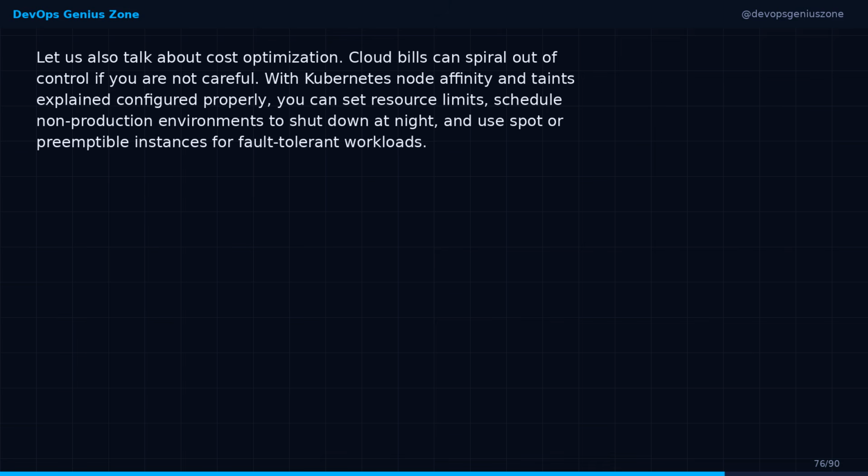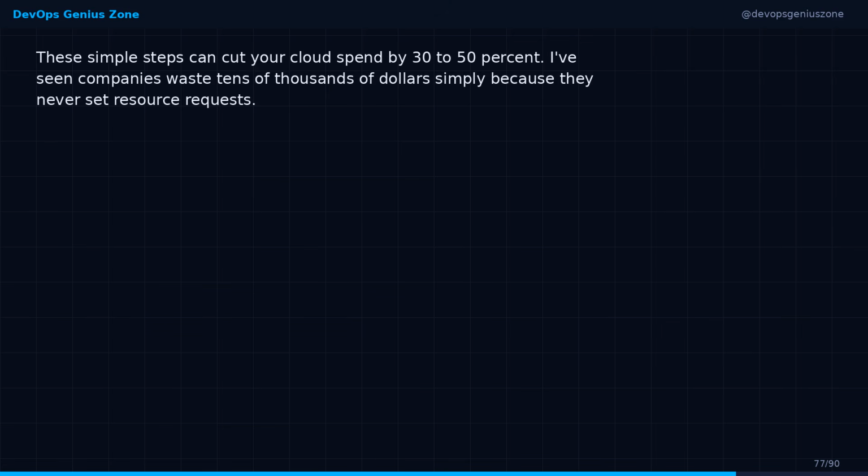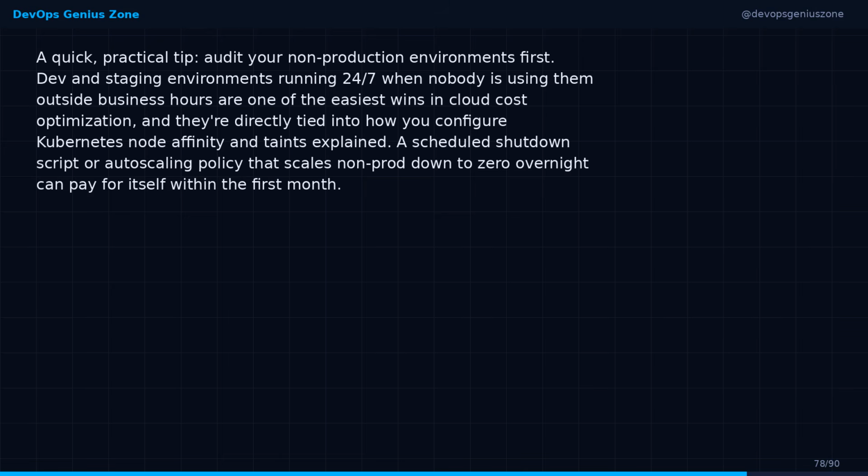Let us also talk about cost optimization. Cloud bills can spiral out of control if you are not careful. With Kubernetes node affinity and taints explained configured properly, you can set resource limits, schedule non-production environments to shut down at night, and use spot or preemptible instances for fault-tolerant workloads. These simple steps can cut your cloud spend by 30 to 50%. I've seen companies waste tens of thousands of dollars simply because they never set resource requests.